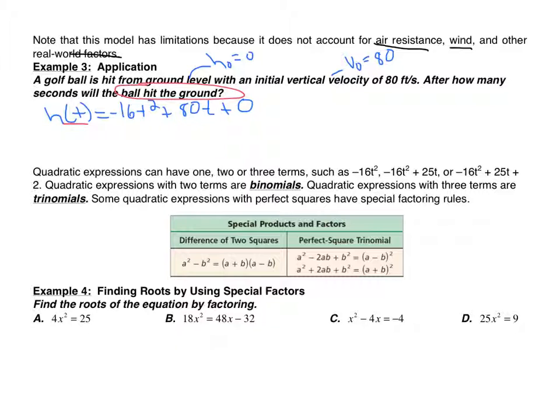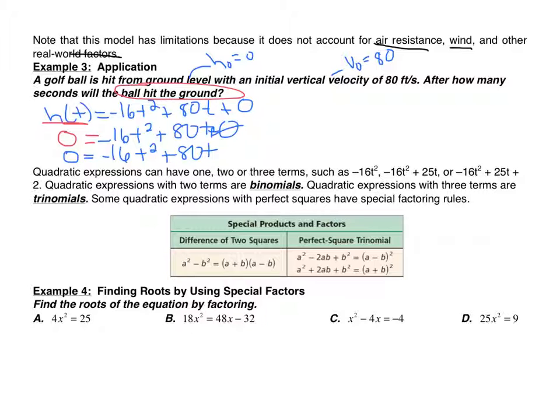So h of t is the height at t seconds. So what is the height? Well, the height is 0. So our ending height is 0 equals -16 t squared plus 80t plus our initial height of 0. So now if we look at it, we can solve. We have 0 equals -16 t squared plus 80t, and oops, there's a plus 0 in there. We don't need plus 0.